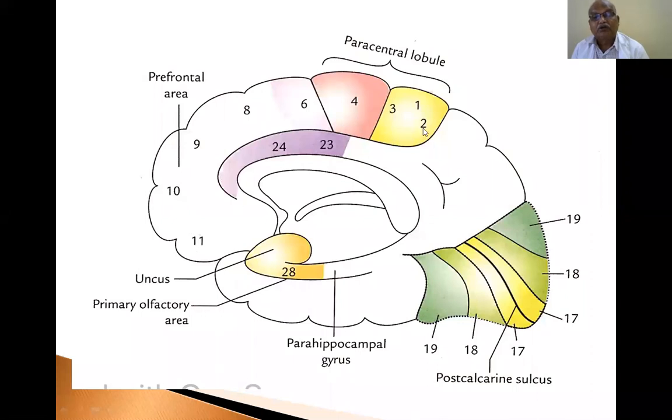3, 1, 2 is different. 4th area and 6th area, they are motor areas. 3, 1, 2, they are sensory areas. Like that it is divided.